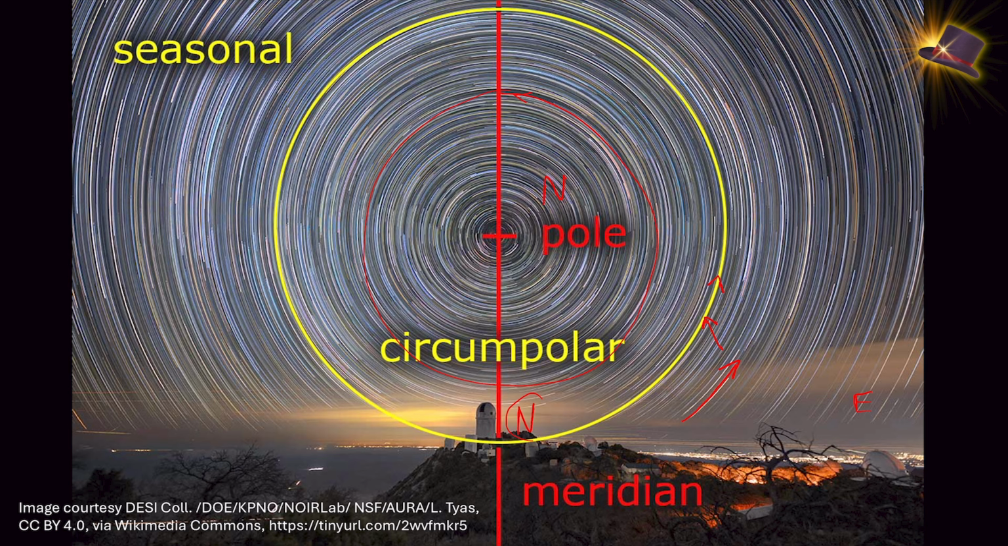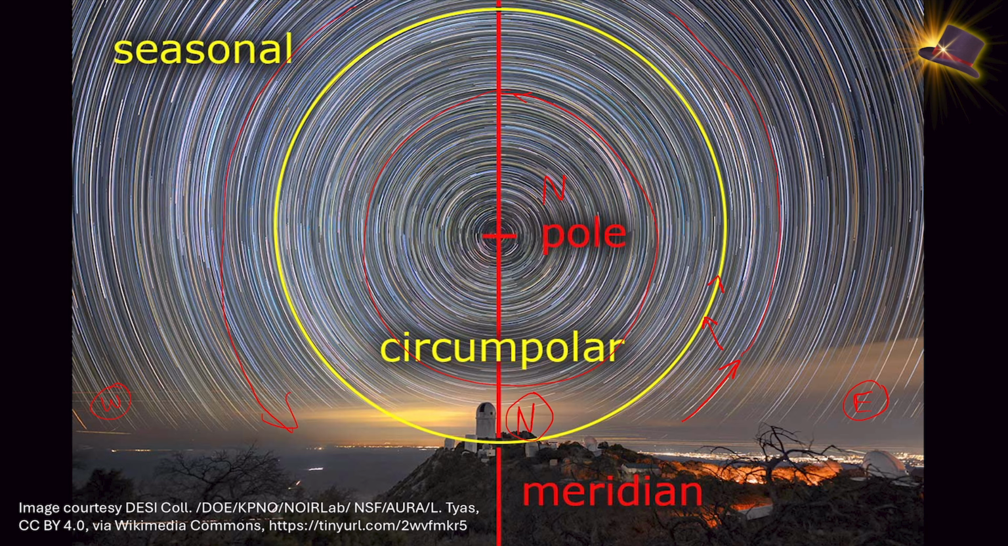So if this is north, then over here in this direction would be toward the east. They rise in the east, they reach their peak, they come down, and they set in the west. Those are called seasonal stars. This is also the view that observers in the southern hemisphere have of the southern celestial pole.